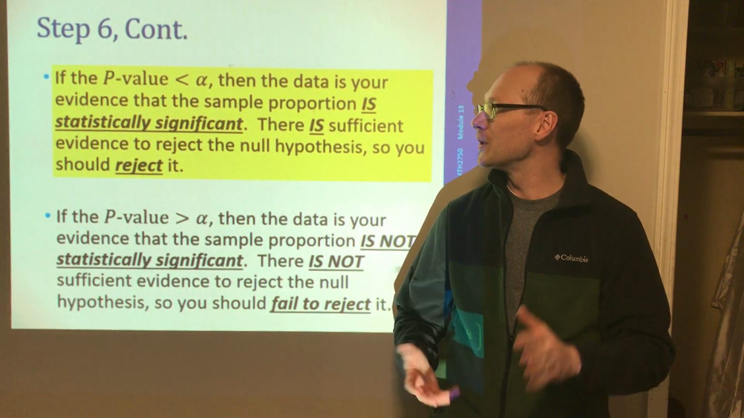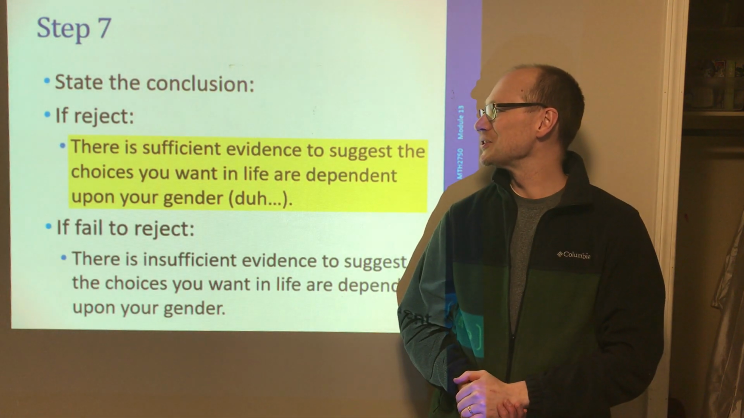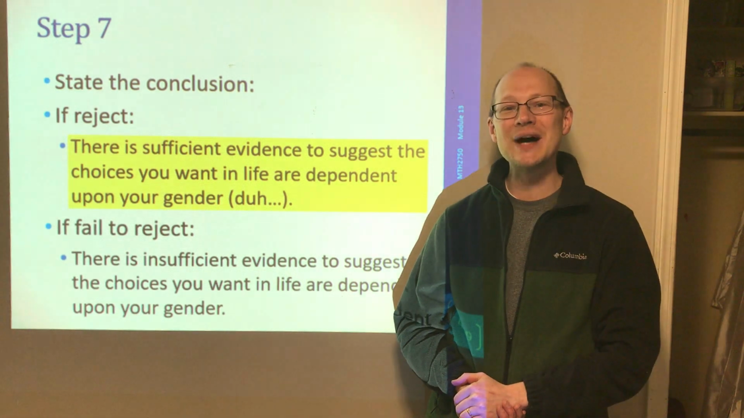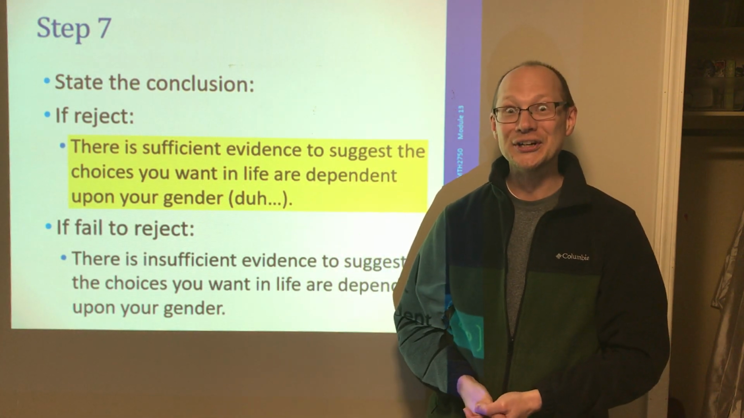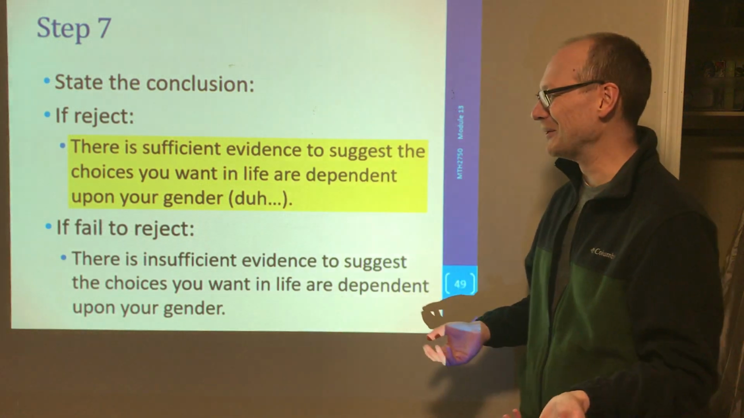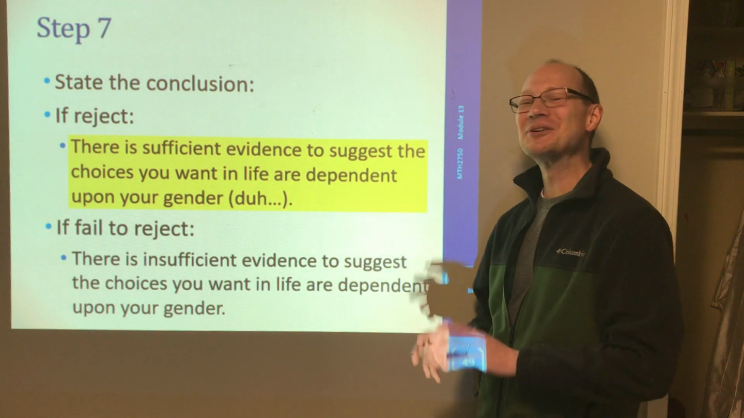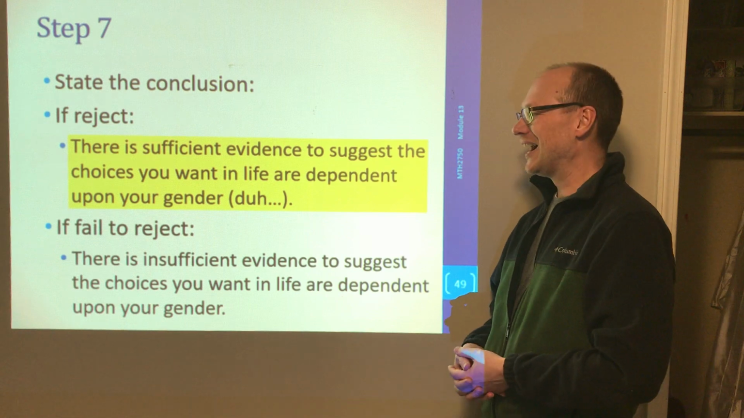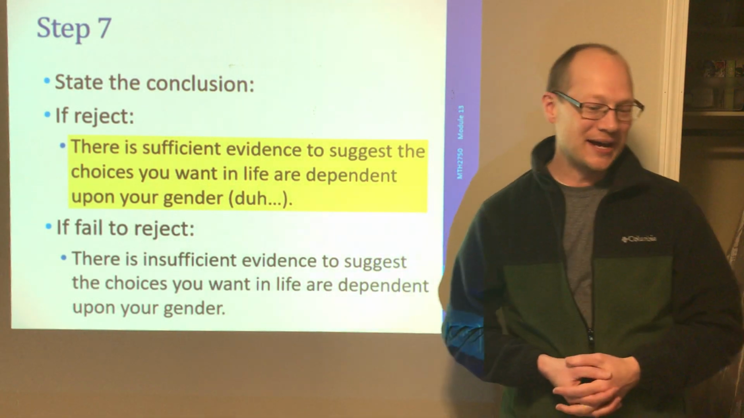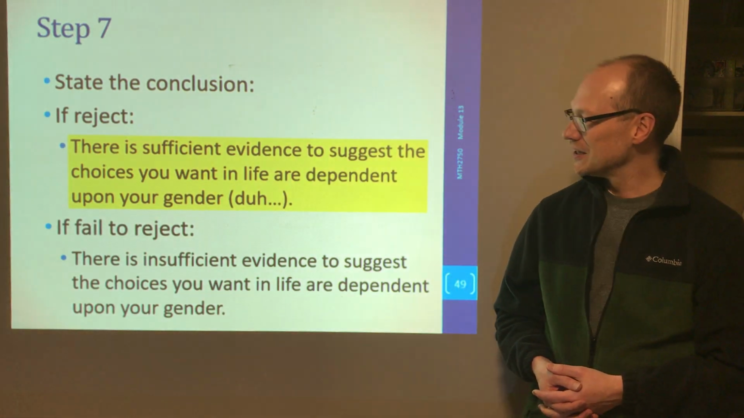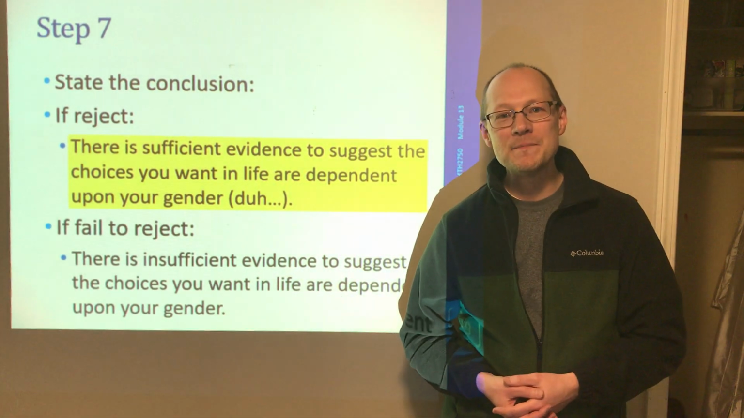Next slide. What is our conclusion? There is sufficient evidence to suggest the choices you want in life are dependent upon your gender. Duh. Right? We probably would have figured that, right? And you could infer anything you want from that, but that is the case for that one.